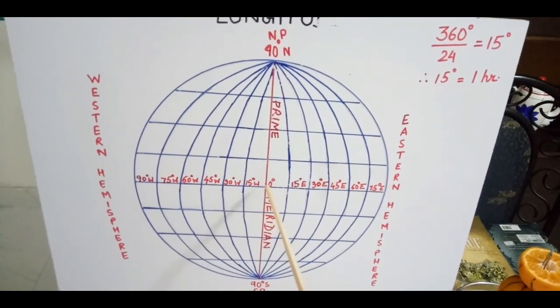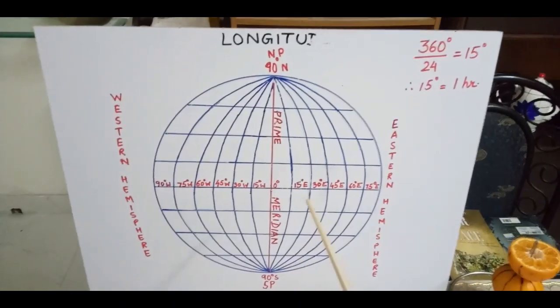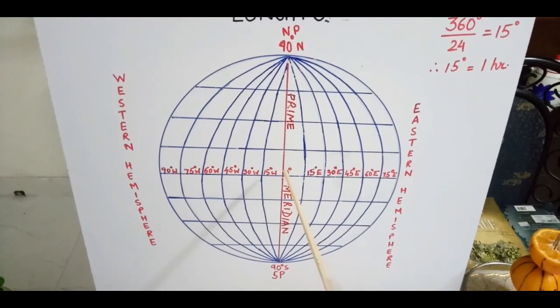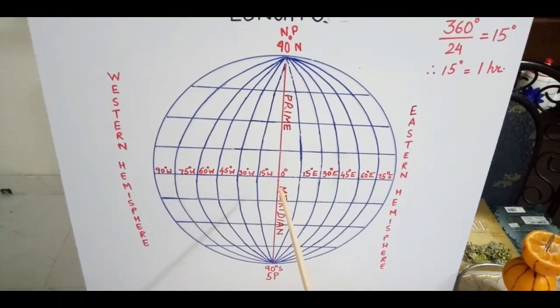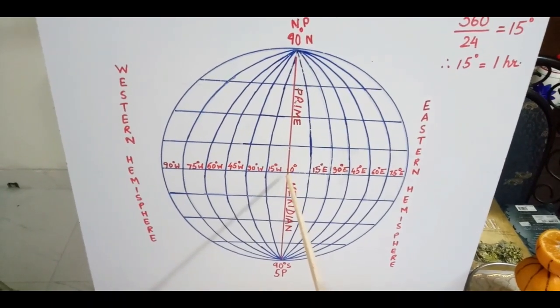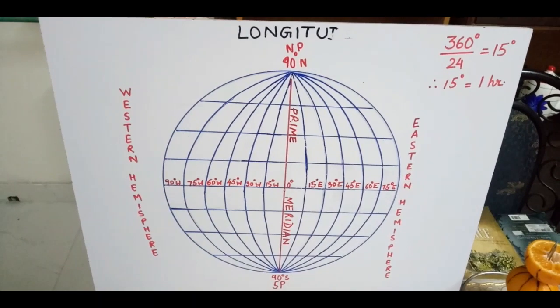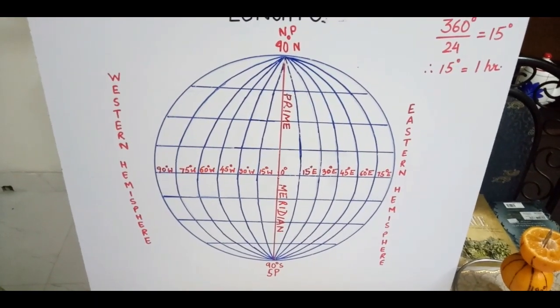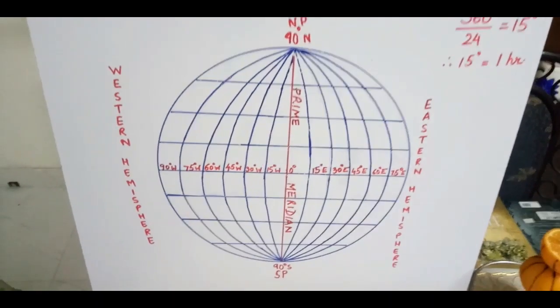From here only the GMT is taken for the countries. Now, why do we call the prime meridian Greenwich Mean Time? We call it Greenwich Mean Time because it was formed at a village known as Greenwich, which is near the River Thames in London. And from here only the time of the whole world is calculated.